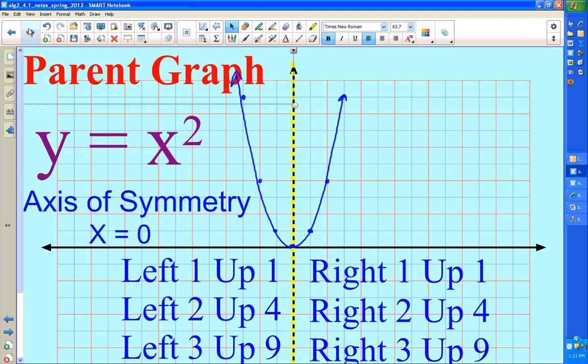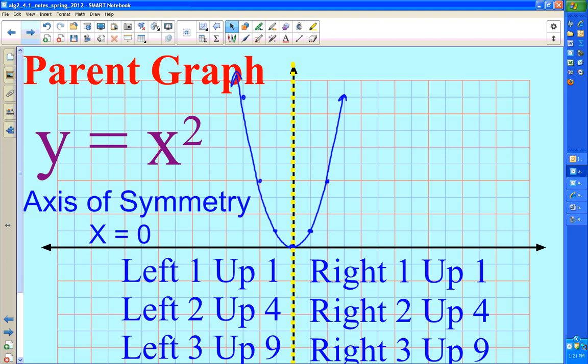Parent graphs. All right, we're on our second parent graph here. We did absolute value of x. Now we're doing x squared. Y equals x squared. The parent graph is a parabola. You see this blue shape right here, that's a parabola. The parabola starts at the origin, and the origin is a point on the graph. And from that point, we go right 1, up 1. Right 2, up 4, right 3, up 9.